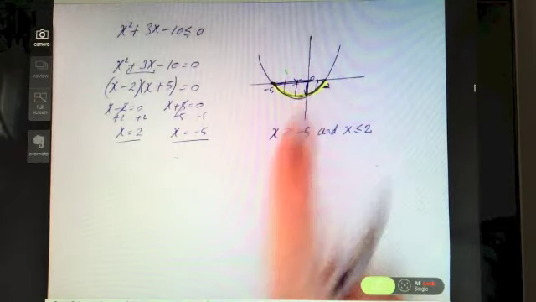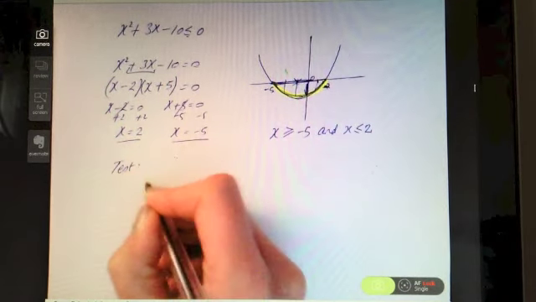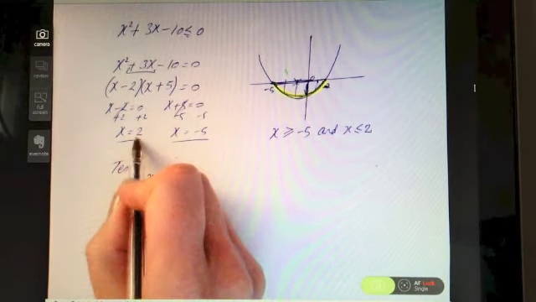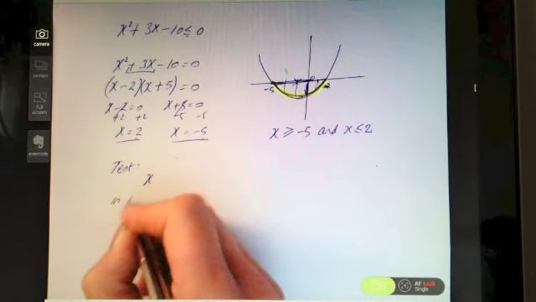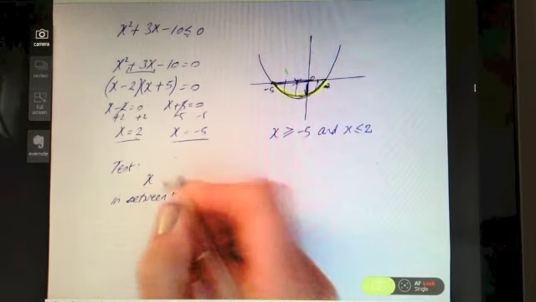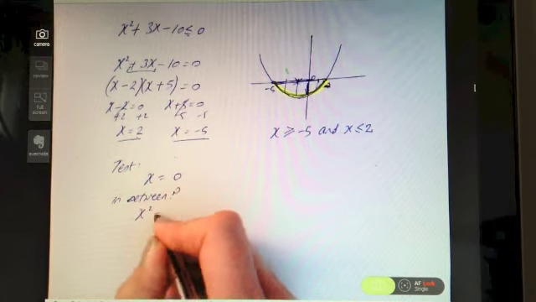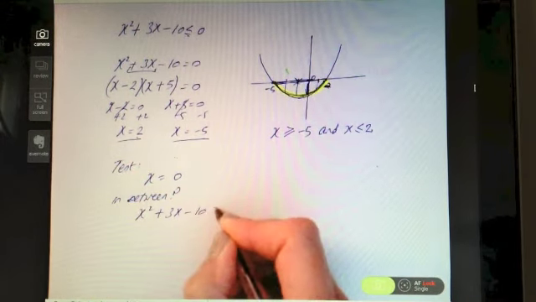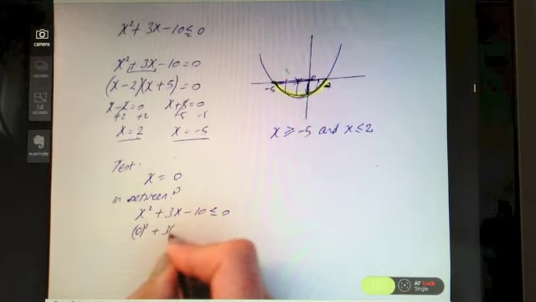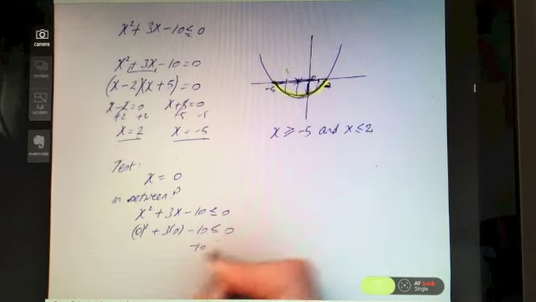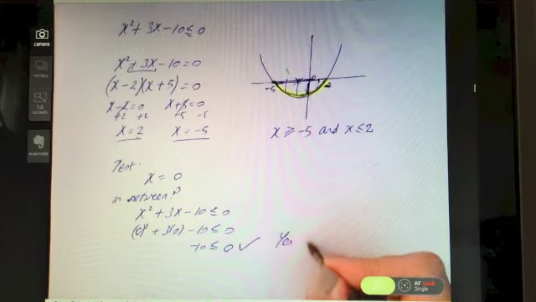Okay, again, if you wanted to do the algebra approach, of course, we would just do a test. So we know we've got 2 and minus 5. Take a value in between. So we'll take x is equal to 0, again, is in between. Let's test if it is in between. So if x is equal to 0, then this should work out. This is what I want to work out. So subbing in 0 is minus 10 is less than or equal to 0. And that is true. Minus 10 is less than or equal to 0. So yes, it is in between.